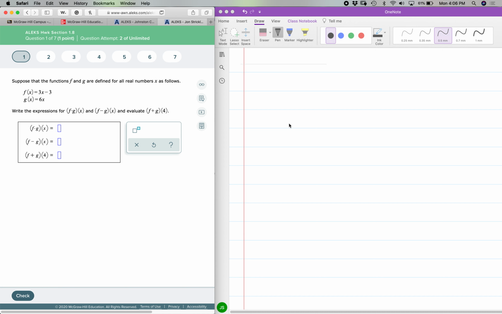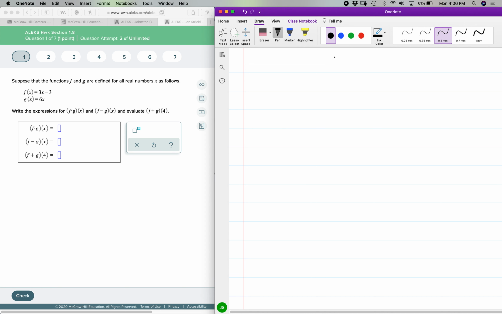Okay, for what we have in this problem, it says to suppose that the functions f and g are defined for all real numbers x as follows. So we have that f of x is equal to 3x minus 3, and that g of x is equal to 6x. And first of all, we're looking for f times g of x.